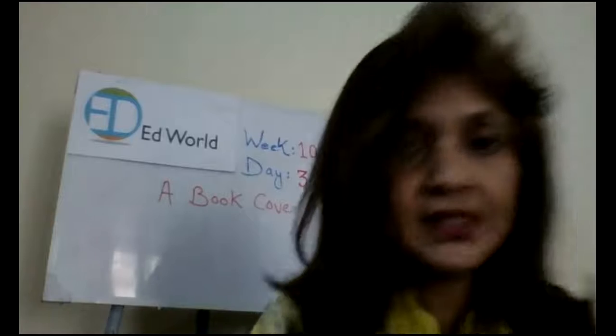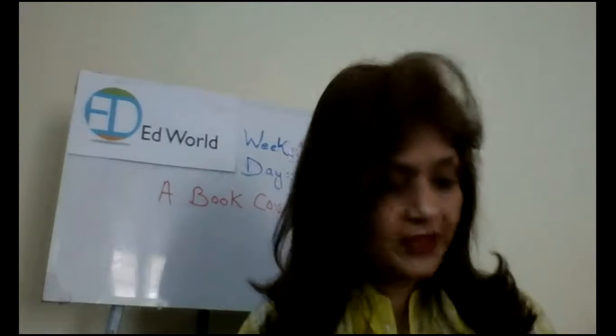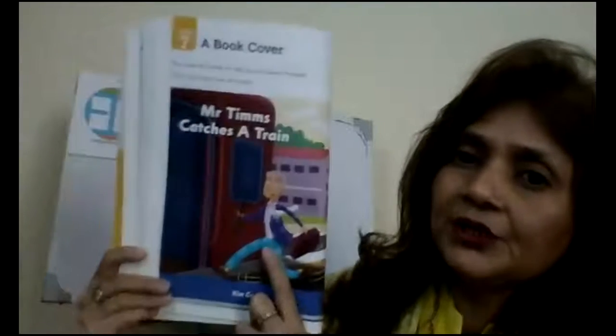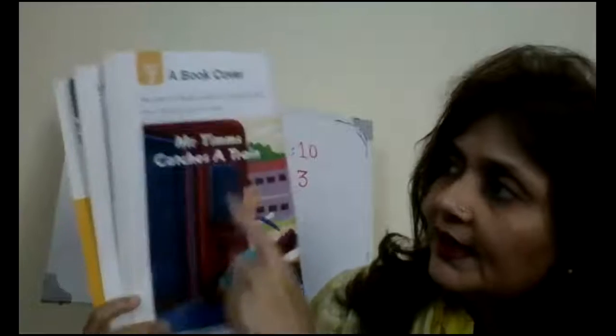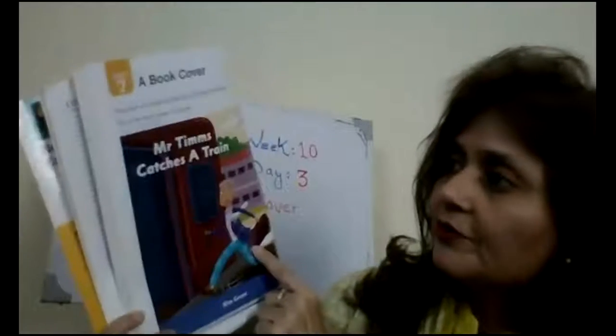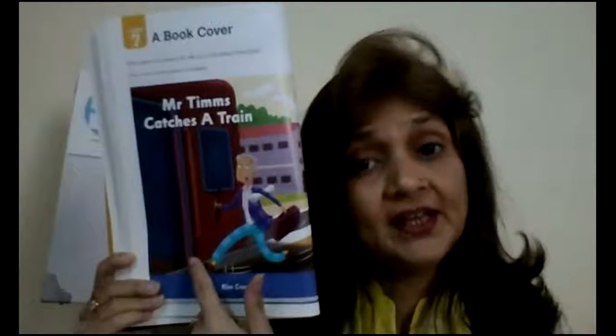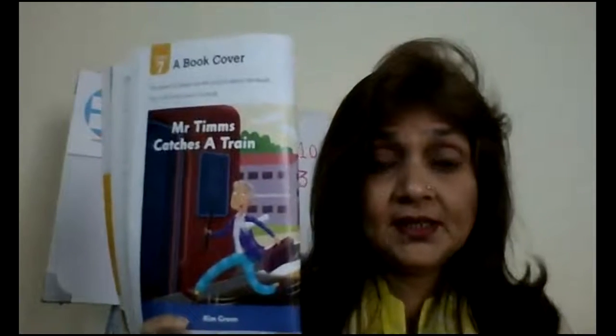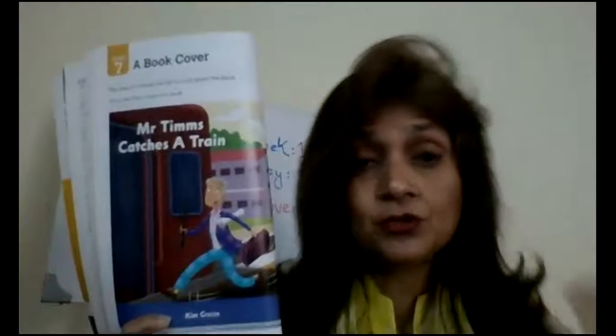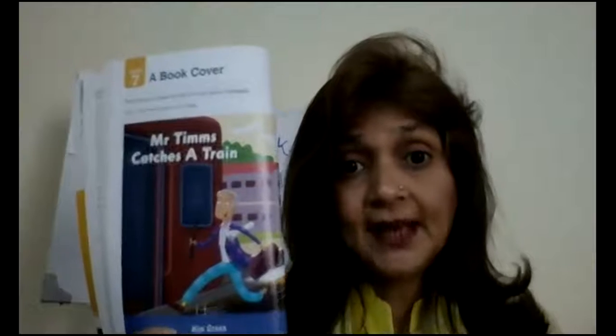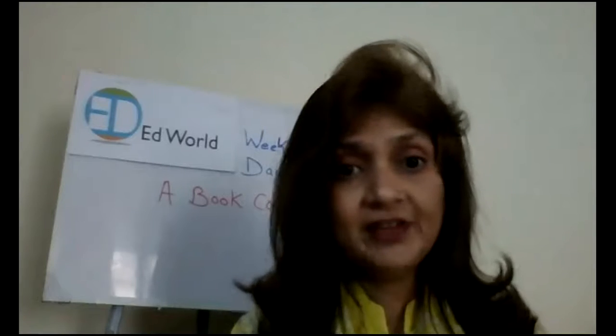So now what I want you to do is open page 43 of your Nelson English book. This is the new topic, a book cover, and see, it says this is a picture of Mr. Timms. And what is he doing? He's running after a train, right? So by looking at this cover, you can easily guess what happens. Mr. Timms might have missed his train, so that is why he's running after the train, right? So everything is telling in this picture. That means the cover of a book is very, very important. It tells us a lot about the book.